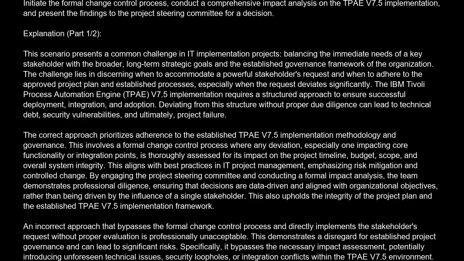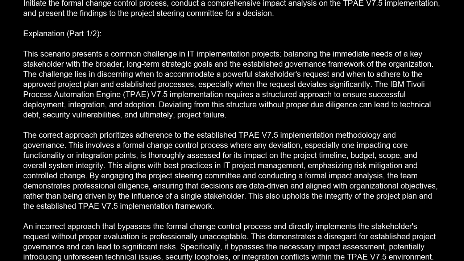Correct answer is D. Initiate the formal change control process, conduct a comprehensive impact analysis on the TPv7.5 implementation, and present the findings to the project steering committee for a decision. Explanation. This scenario presents a common challenge in IT implementation projects, balancing the immediate needs of a key stakeholder with the broader, long-term strategic goals and the established governance framework of the organization.